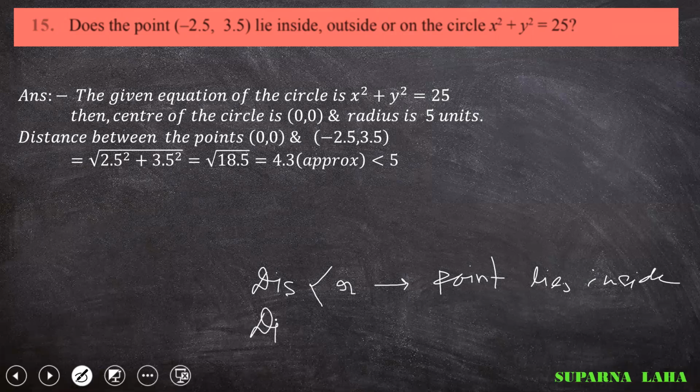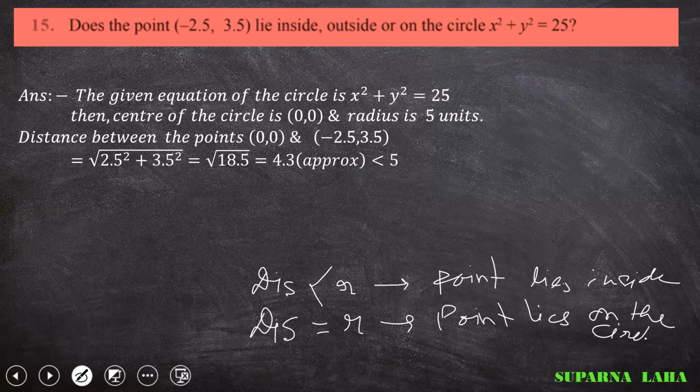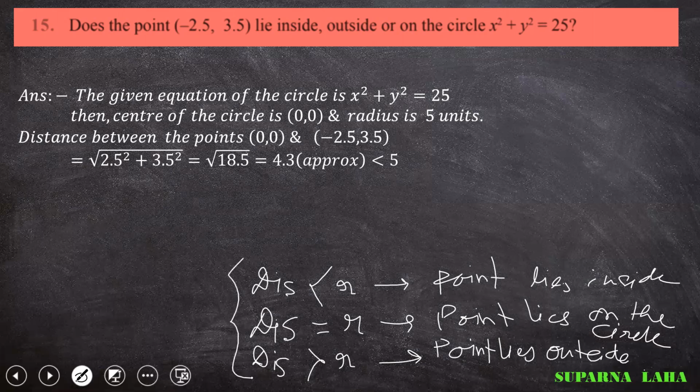If the distance between the point and the center is equal to r, then the point lies on the circle. And if the distance is greater than the radius, then the point lies outside. So these three conditions are there.